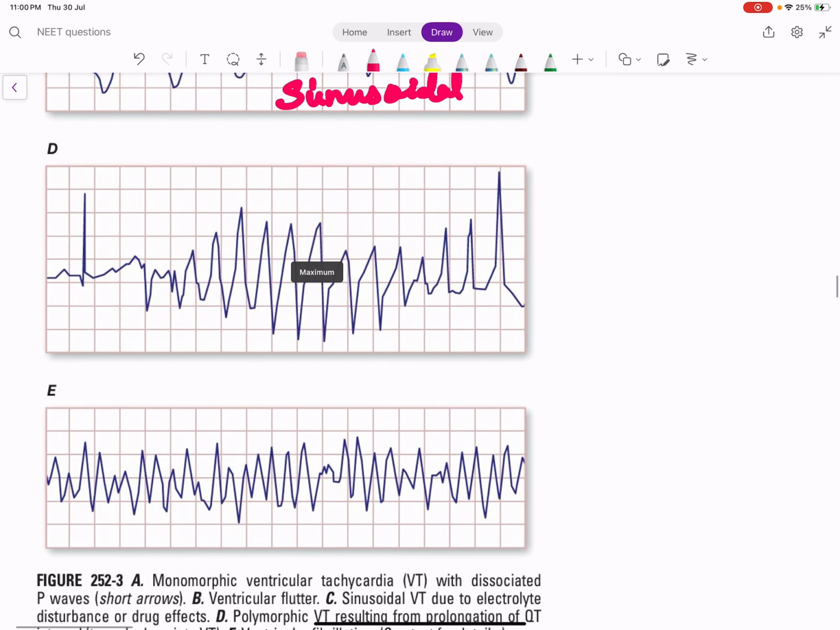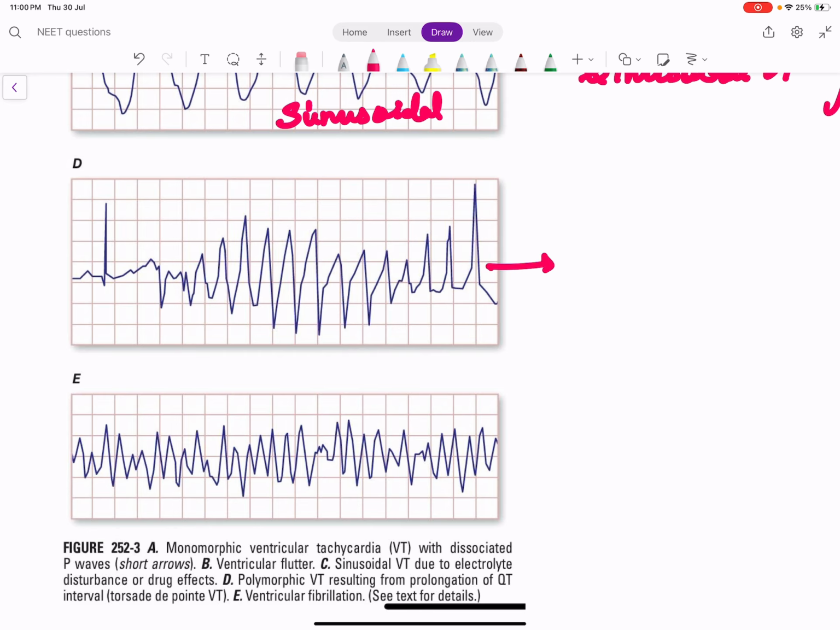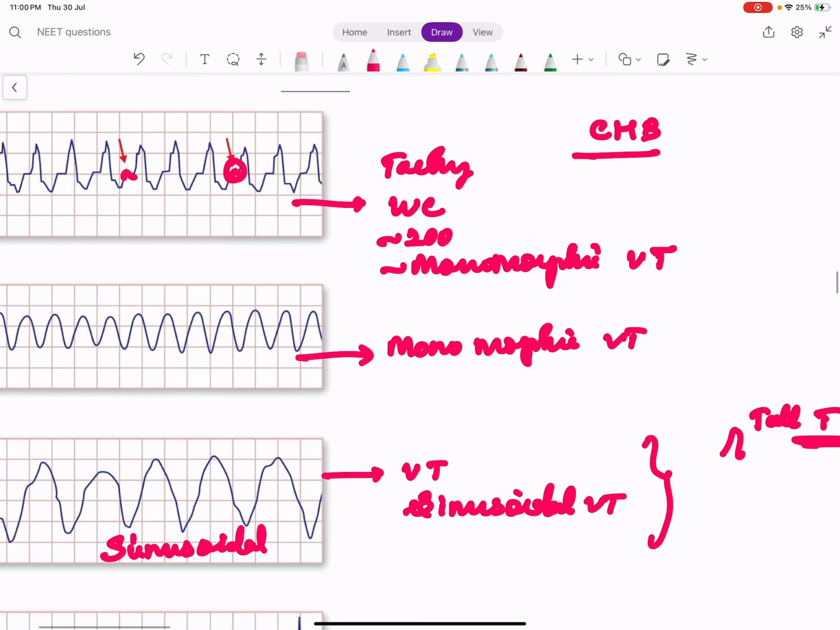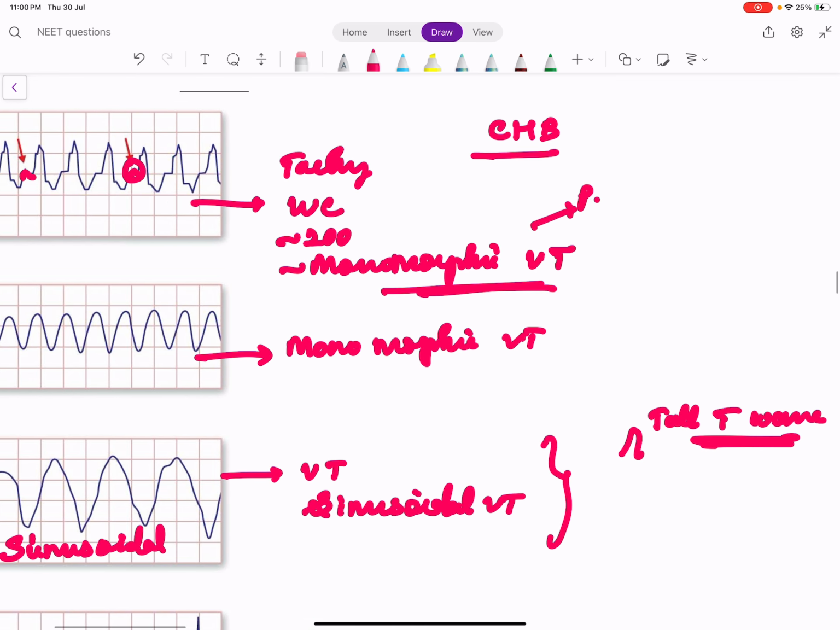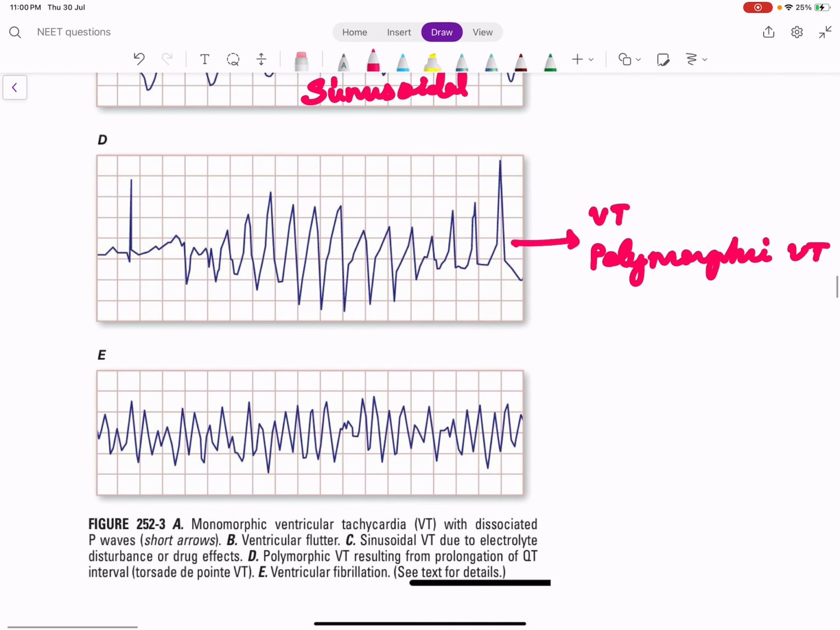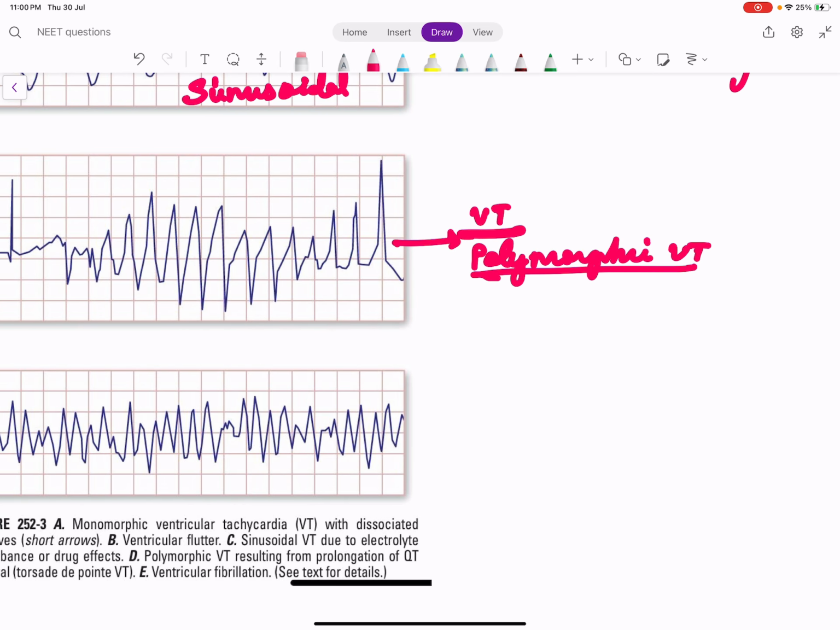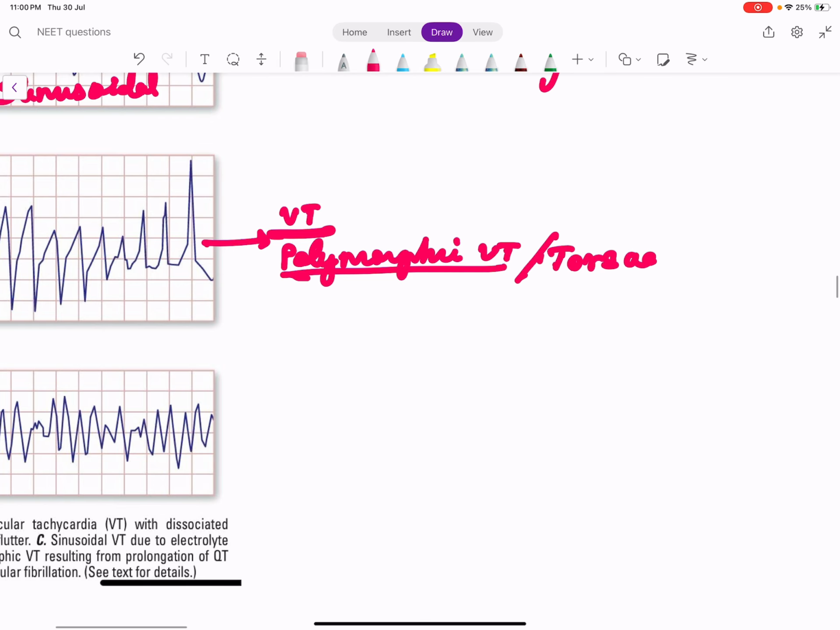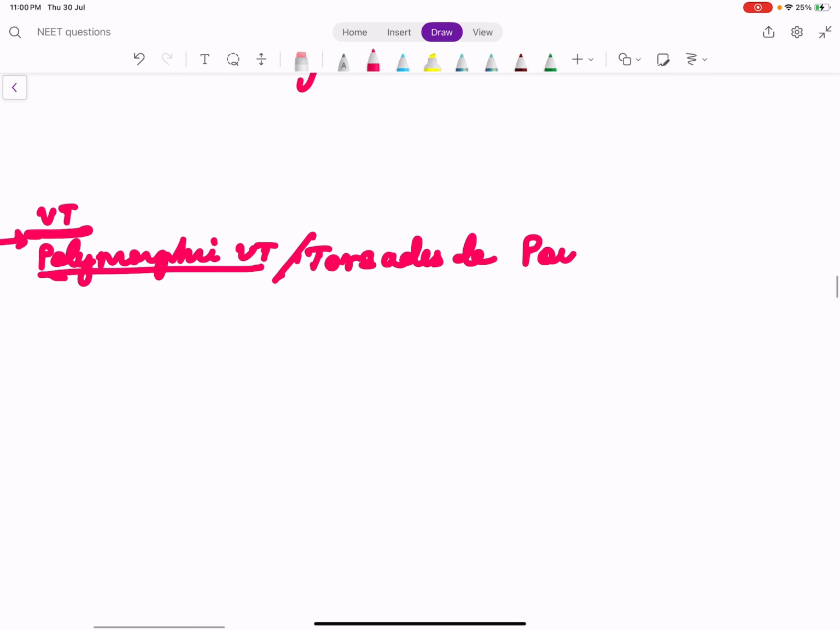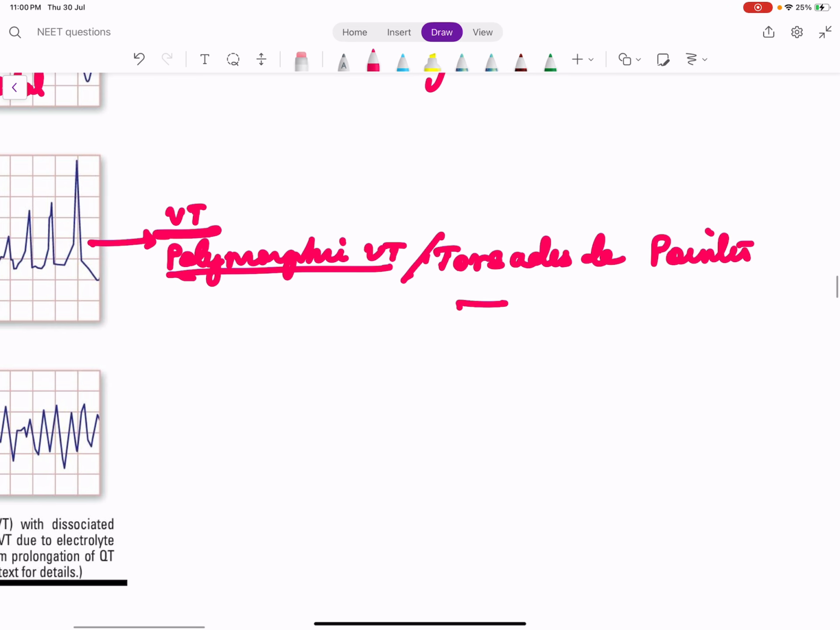Now what about this? This is clearly not monomorphic VT. This is VT of course, but the waves are not uniform. So this is a polymorphic VT. Usually monomorphic VT originates from one site in the ventricle. So monomorphic VT usually occurs post MI or from a scar. But polymorphic VT, also called as torsades de pointes, always has a predecessor. Like we discussed, AVNRT comes from a normal ECG. AVRT comes from a pre-excited ECG or Wolff-Parkinson-White. Likewise, torsades de pointes always comes from QT prolongation.